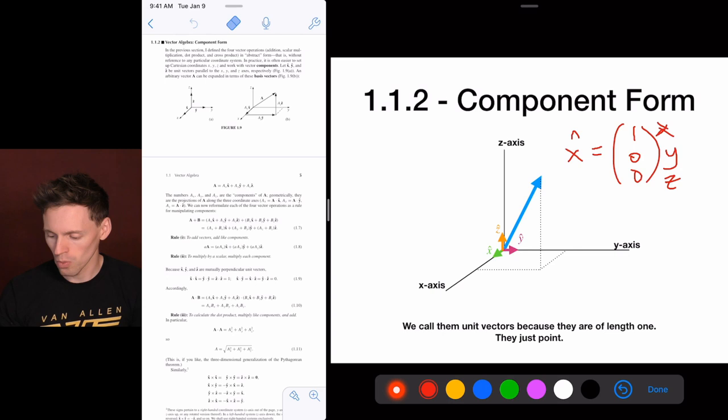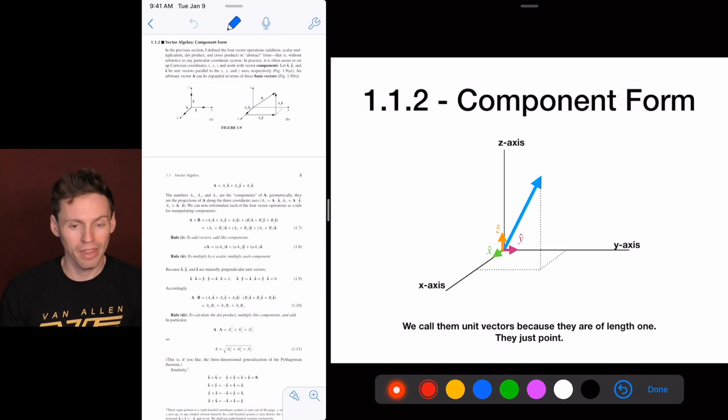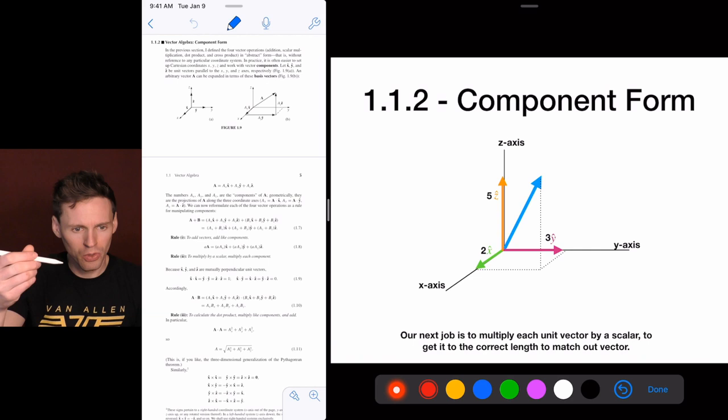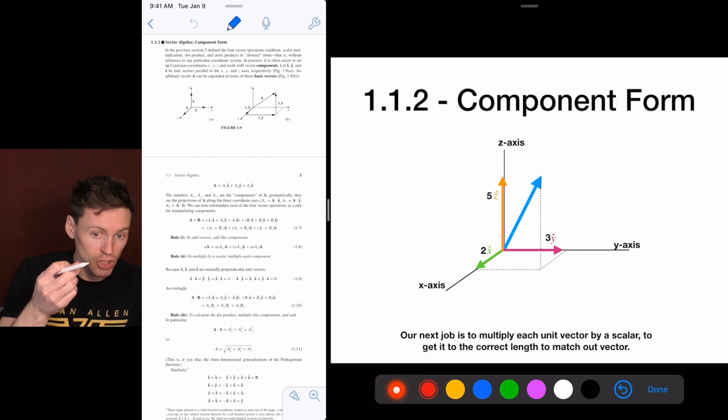Or we can say the y vector is (0, 1, 0). That's another way we can write it. Or we can write any vector as having some x component plus some y component plus some z component. These are all ways to just write. It's just a language, and that language represents a mathematical idea. For example, this vector might have 2 in the x direction, 3 in the y direction, and then 5 up in the z direction, and that's how you would define this vector. So our next job is to take our unit vector and multiply by a magnitude to stretch out the components to be the right components. And that will match the vector we have.